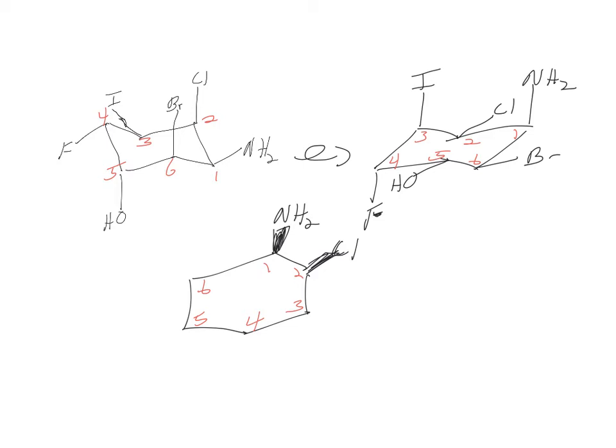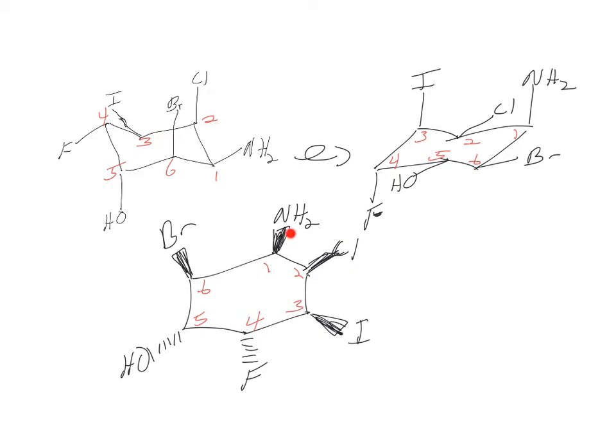Carbon 3 has iodine. Is that up or down? Same as this one? Yes. Very good. Carbon 4 has a fluorine. Is that fluorine on the same or opposite side of these? Opposite. So it's going to be hatched. Carbon 5, the OH, same or opposite? Same as fluorine, that's right. Opposite of the other ones. And then 6 is going to be the same side as OH or the NH2? NH2. So the bromine is going to be wedged.